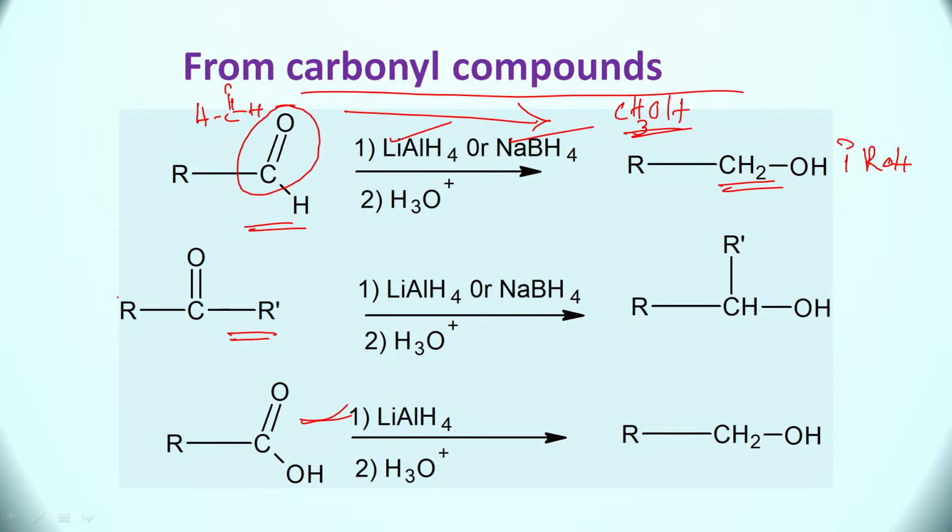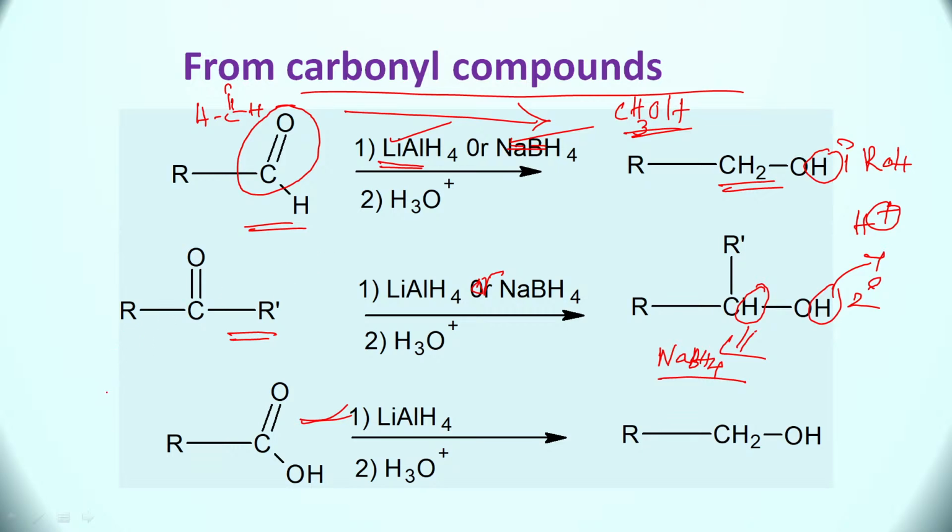And if you take a keto, RC double bond O R dash, when you treat with lithium aluminum hydride or sodium borohydride, upon acidic hydrolysis you will get secondary alcohols. Here this hydrogen comes from the hydride donor, that is NaBH4 or LiAlH4. This hydrogen comes from the acid, H+. Here also one of the hydrogens comes from the hydride donor, that is LiAlH4 or NaBH4. This hydrogen comes from the acid.